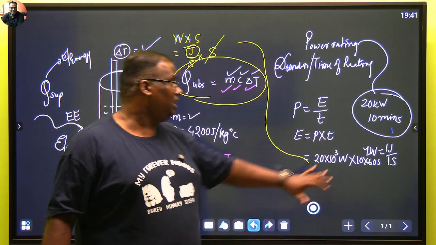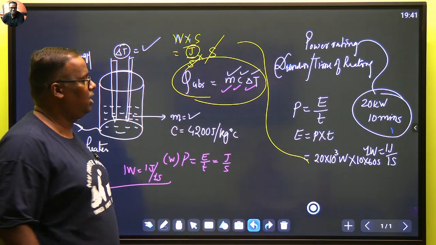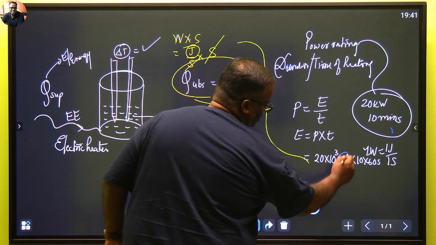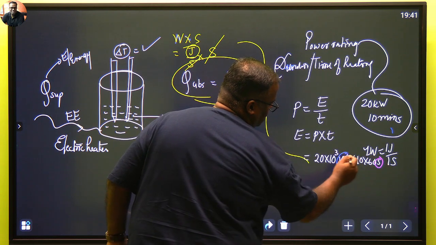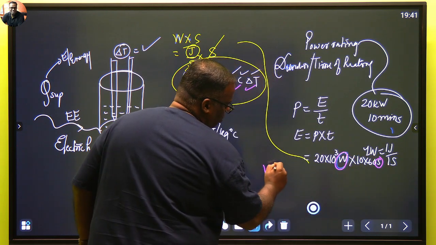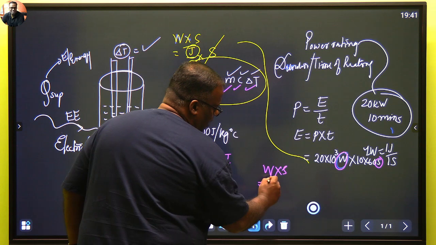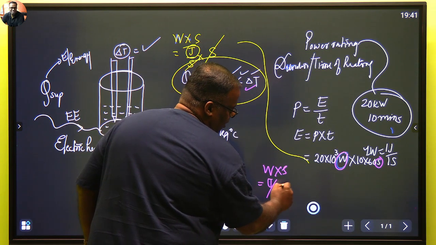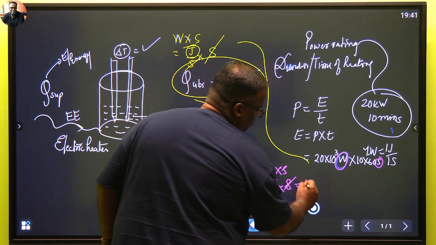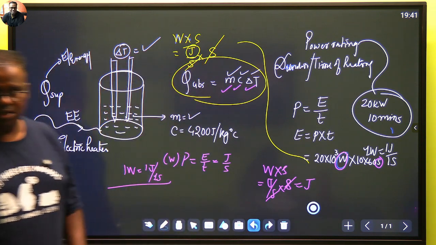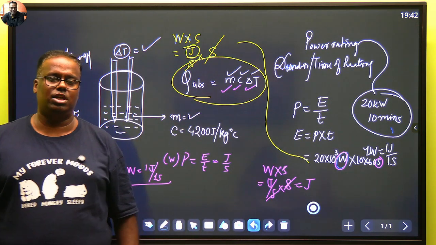Now, is this correct or not? To check, we did it here. What are we multiplying, Ashmita? We are multiplying W with S. W into S. W means joules per second, into second. Second cuts, which means we are correct, joules. And approximately you should get the same answer on both sides.